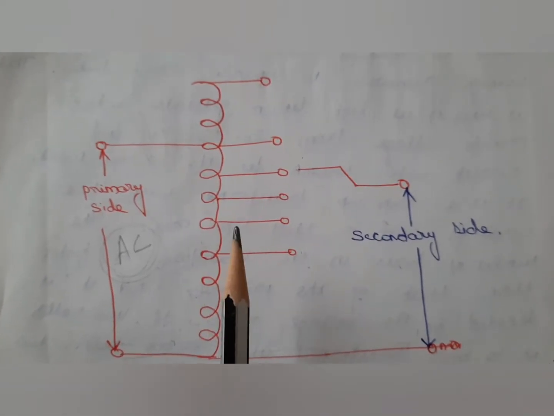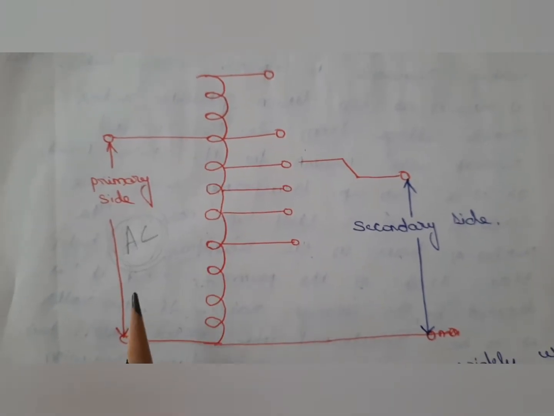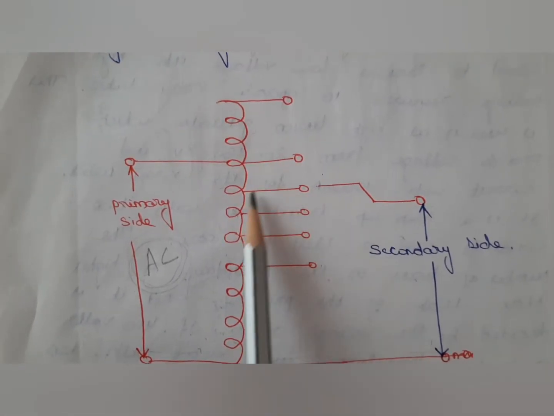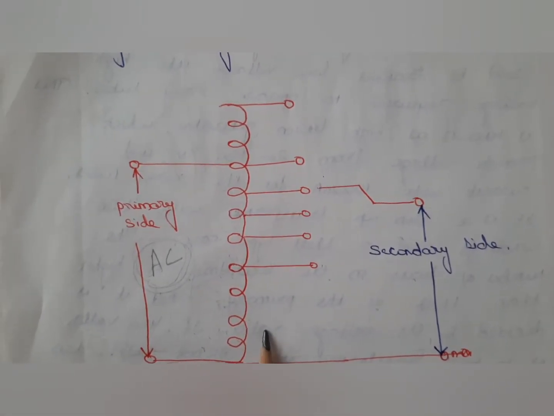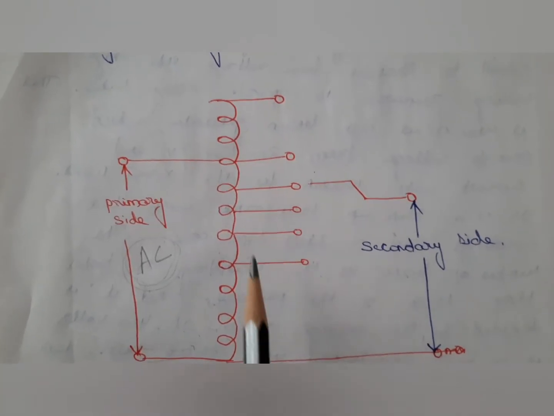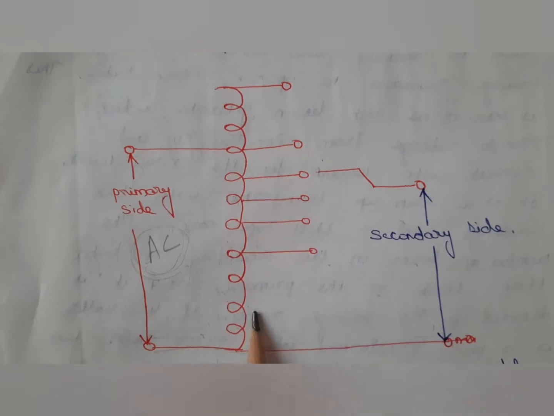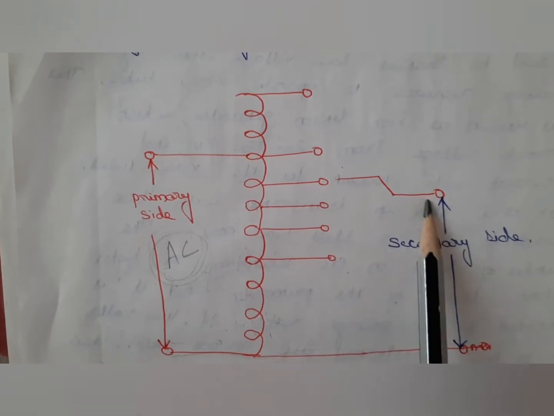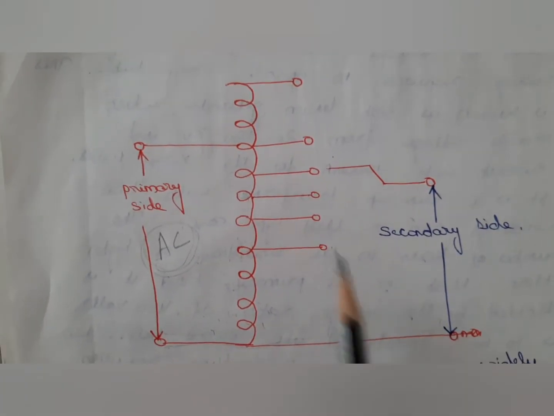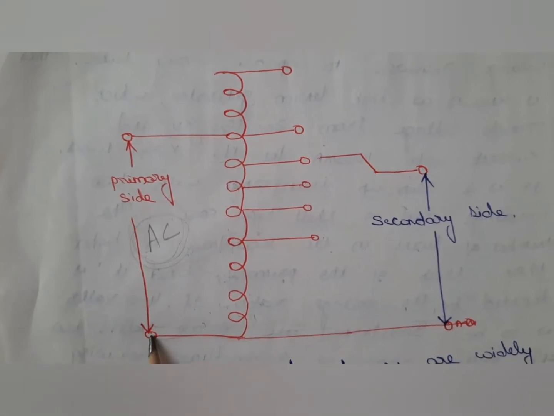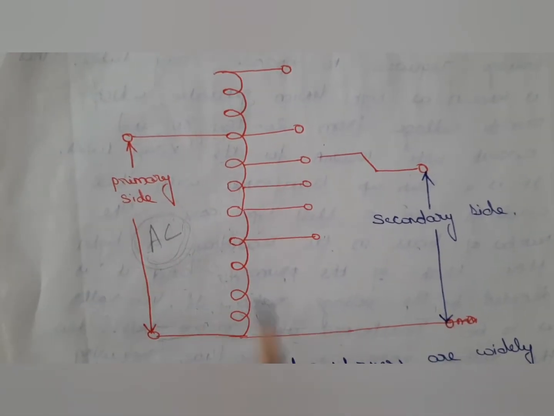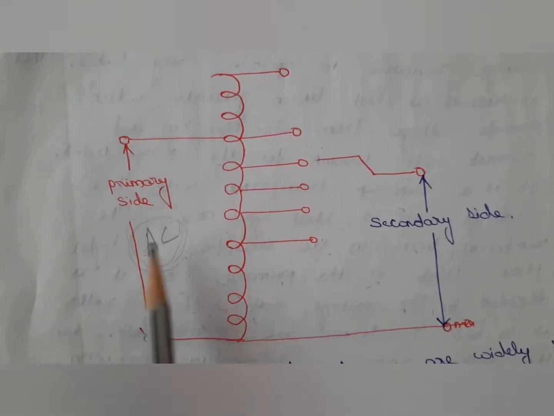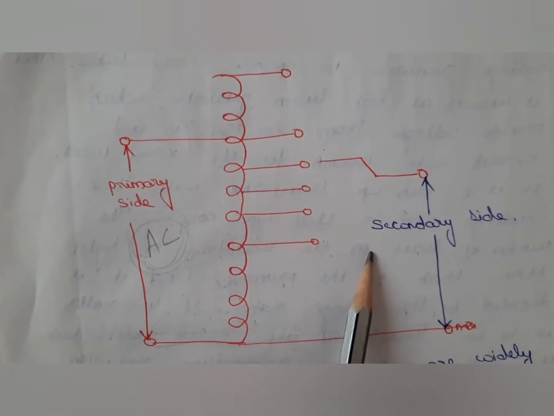So this is what an autotransformer is all about. Once more, I'll just explain in brief. An autotransformer has a single winding that is wound around a laminated iron core. This autotransformer works on the principle of self-induction. Here, this is the primary side of the autotransformer. This is the secondary side. From this image, we can see that one terminal is common for both the primary side as well as the secondary side. Also, a certain number of turns are common for both the primary side as well as the secondary side.